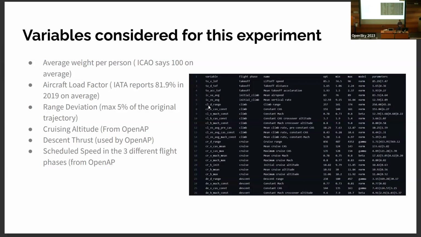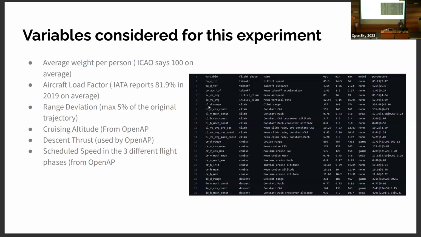So instead, we used a normal distribution centered on 100 kilos with a minimum of, I think it was 60 or 80 kilos, and a maximum of 140 or 150, something like that, to limit a little bit the weight per person.